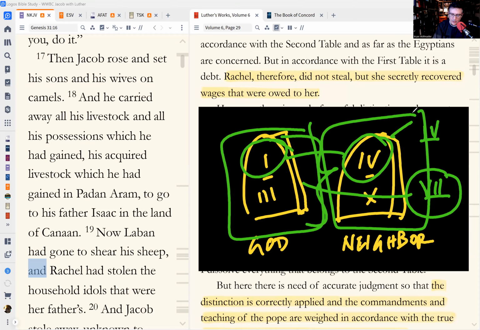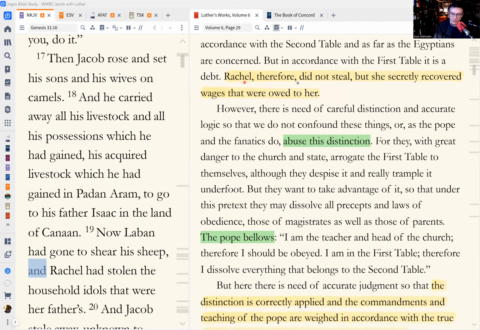So into the text here. Rachel, therefore, did not steal, but she secretly recovered the wages that were owed her. So she took this thing, but it was a right thing to do, because it was Laban who was the thief and who was withholding from her all the things that he should not have been withholding. Laban was a crook and a thief and all these sorts of things.